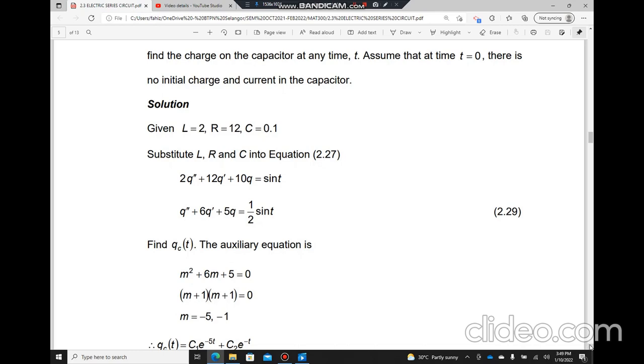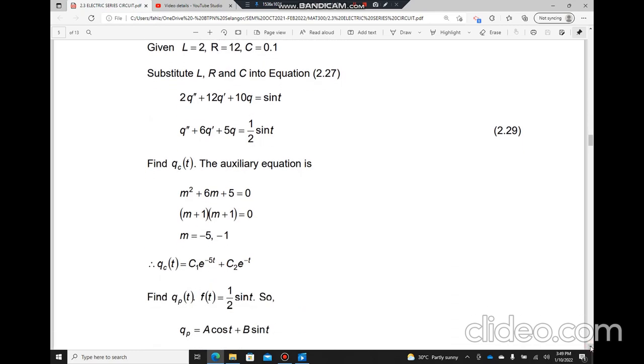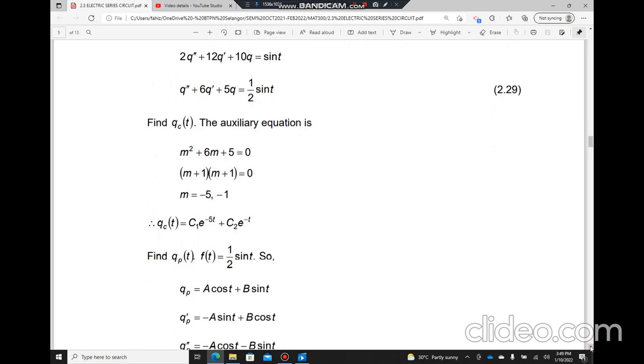Okay, find QC. The auxiliary equation is M square plus 6M plus 5 equals to 0. And then we factorize. Yang ni bukan M plus 1 kan, M plus 5. So tukar kat sini M plus 5.